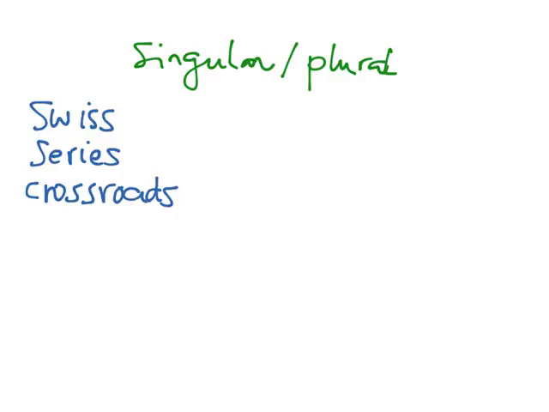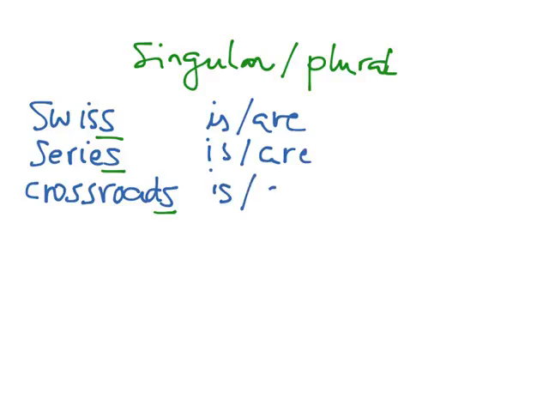For example, there are nouns in English which always end in S. And these words are the same in singular or in plural. So you can say a Swiss is or Swiss are. Serious is or serious are. Crossroads is, crossroads are. Okay?